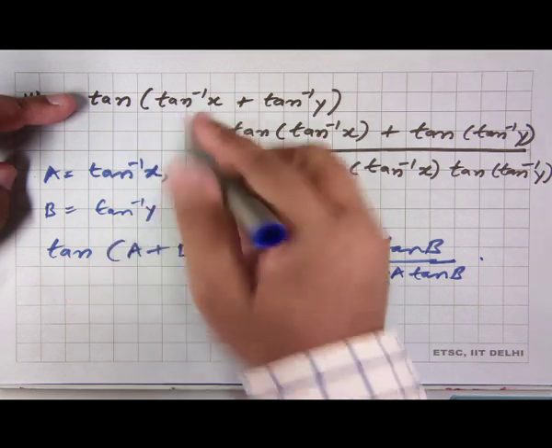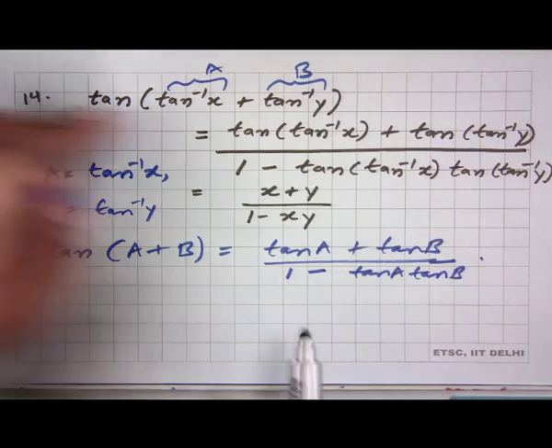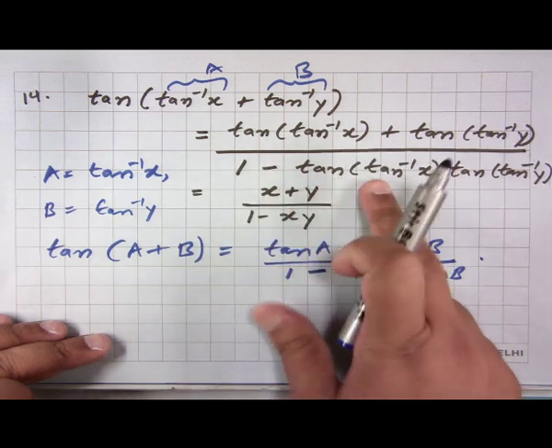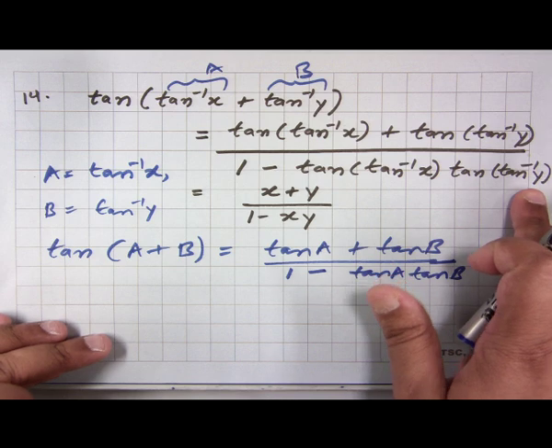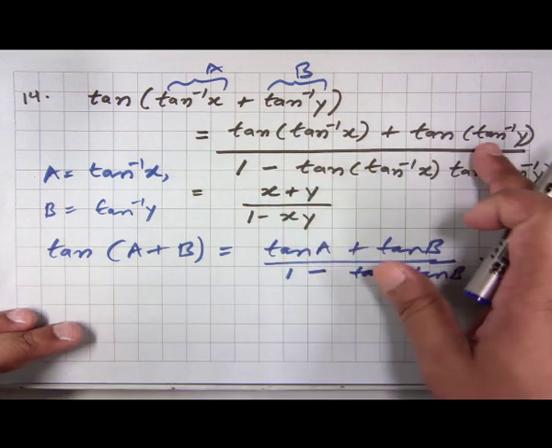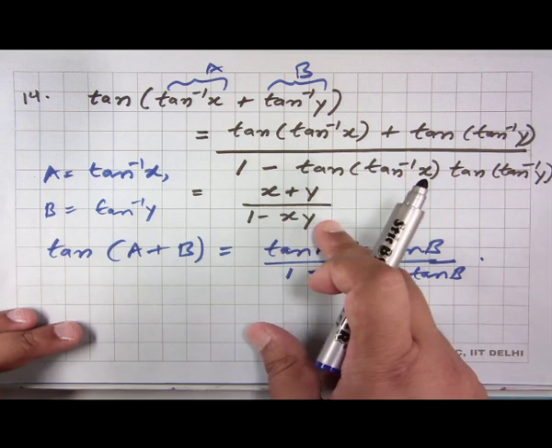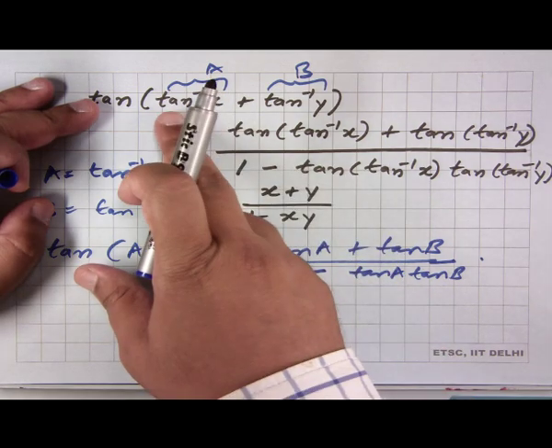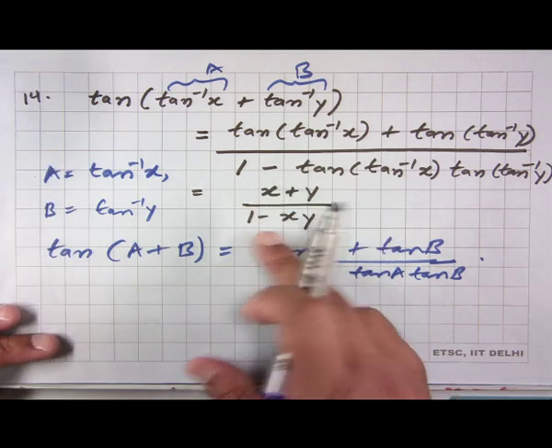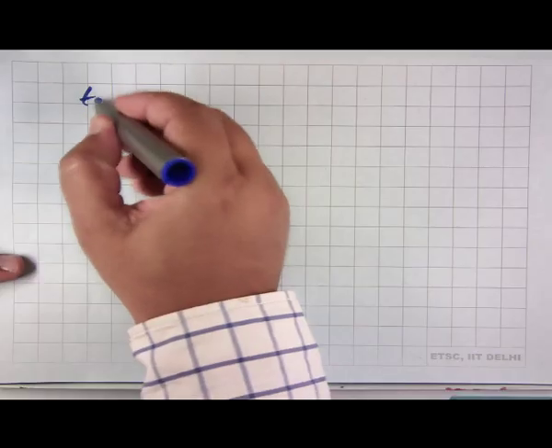So, tan of a plus b is tan a plus tan b divided by 1 minus tan a times tan b. And of course, tan of tan inverse x is x, and tan of tan inverse y equals y, and therefore this is what we get. Ultimately, tan of the sum of tan inverses of x and y is simply equal to x plus y over 1 minus x y. So, we have this statement here.